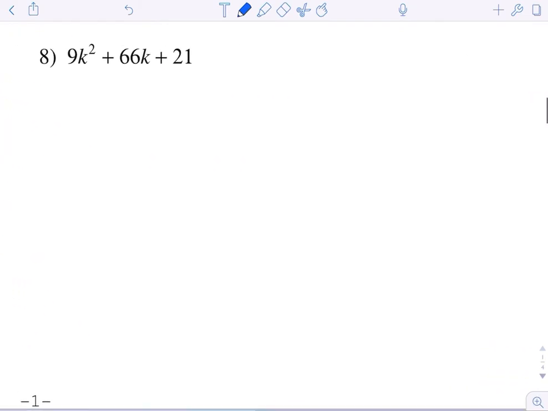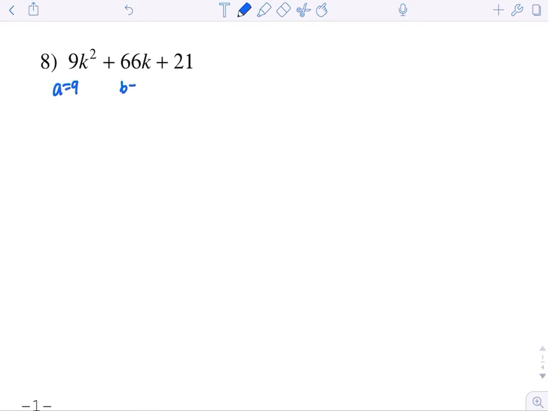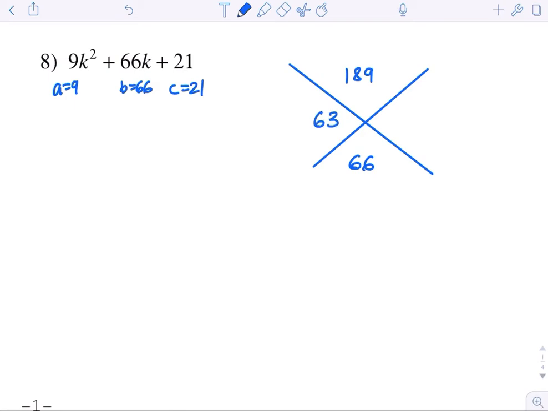Alright, number 8. A is equal to 9, B is equal to 66, and C is equal to 21. A times C on top, so that's 189, and the bottom is 66. So, what two things multiply to 189, but when you add them give you 66? That's going to be 63 and 3.